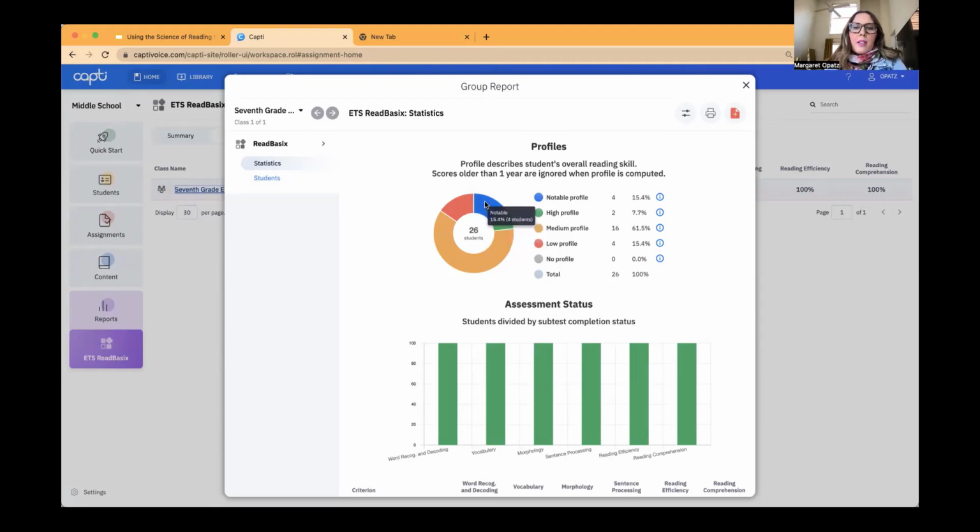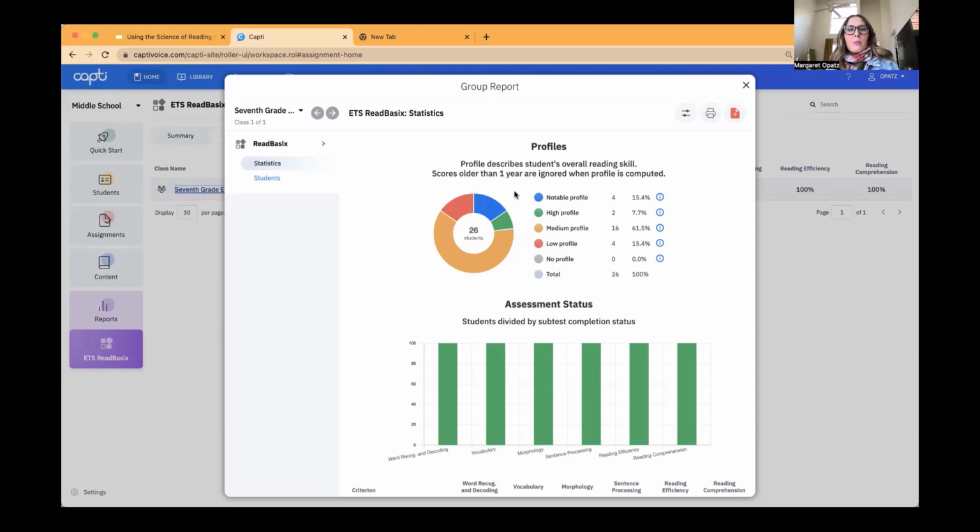A student at the low profile has performed at the weak level on most of their subtests. Students at the medium profile have completed the subtests at the low or high average level. And for high, most of the students have performed at the strong level within each of the subtests. Notable profiles are unique because they have some type of characteristic that ETS has found through the patterns that exist in data. Some notable profiles may look like a student who's really low in decoding but really high in comprehension, and they may be showing signs of dyslexia.